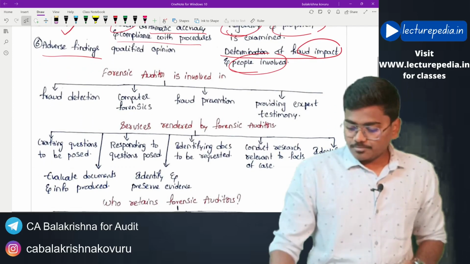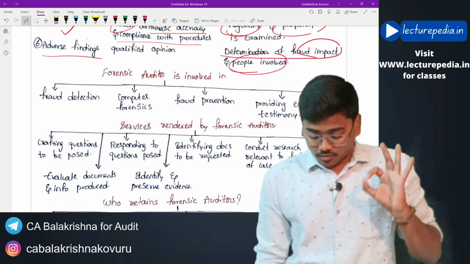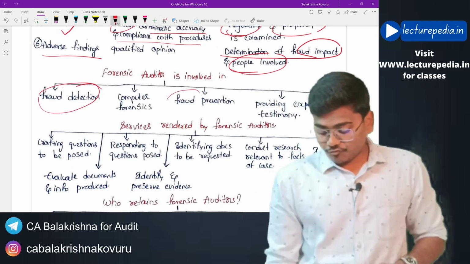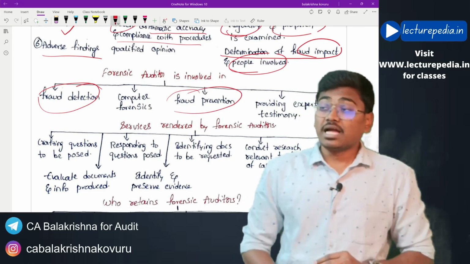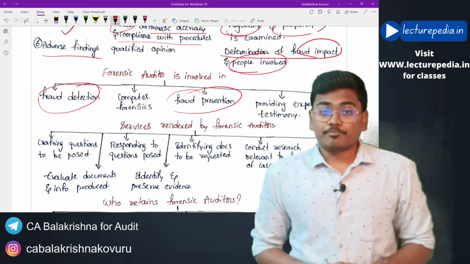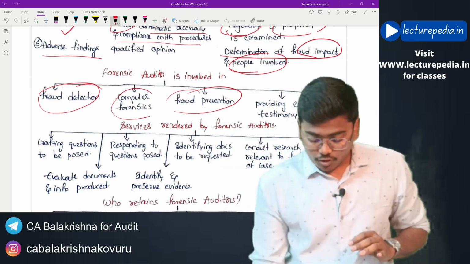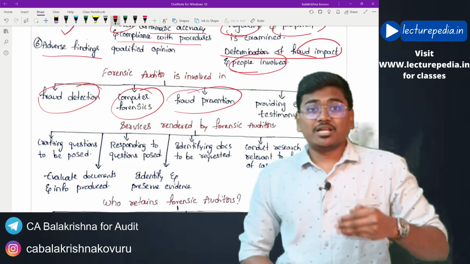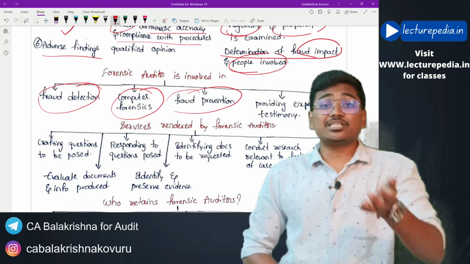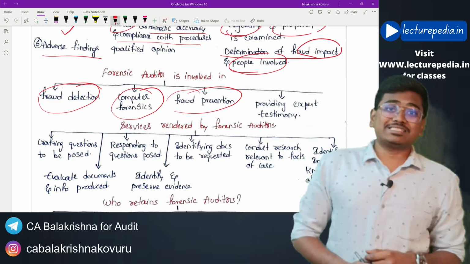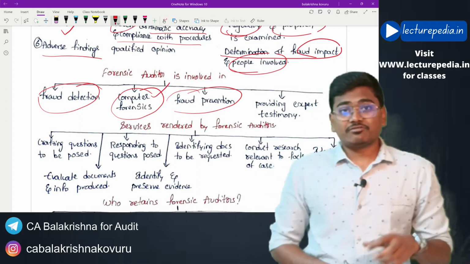Now generally, the forensic auditor will be involved in fraud detection and fraud prevention. He will detect the fraud and also prevent the fraud, and he will also be involved in computer forensics. That means developing computer techniques, software and applications that are useful for the purpose of forensic audit. Even in this aspect, the forensic auditor will be involved.